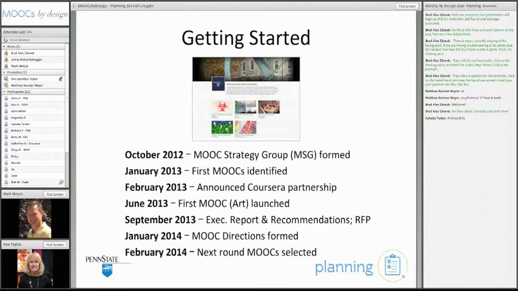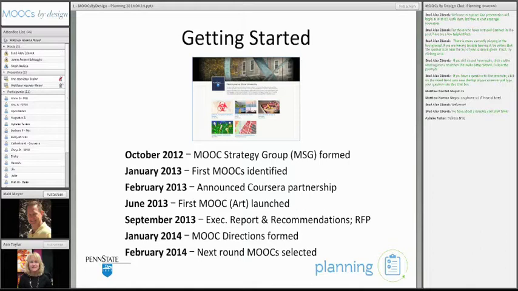We began in October of 2012 by forming a MOOC strategy group. This was relatively ad hoc, but quickly formalized into a group of interested faculty, administrators, and staff from around the university who were wanting to explore potential involvement with MOOCs. By January of 2013, we had convinced ourselves and the university that this is definitely something we wanted to do.